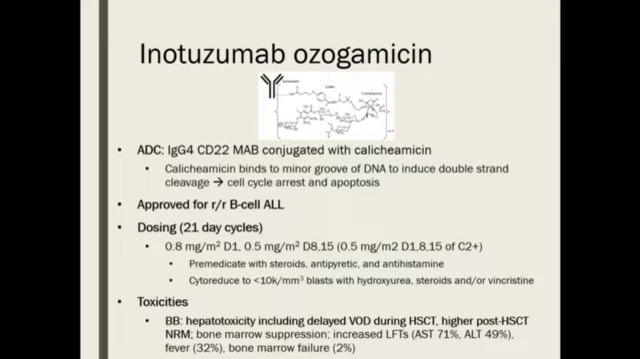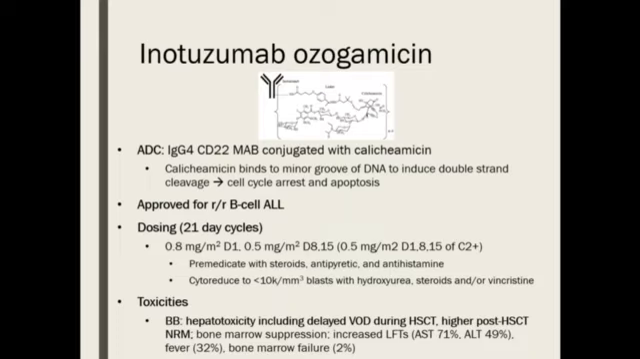This is approved for relapsed refractory B-cell ALL. Dosing is here on the slide, relatively complex. Pre-medications are required: steroids, antipyretics, and antihistamines. And you really should be cytoreducing these patients, and labeling says as such, to less than 10,000 blasts. They recommend hydrea, steroids, and rituximab as a method by which to get there.